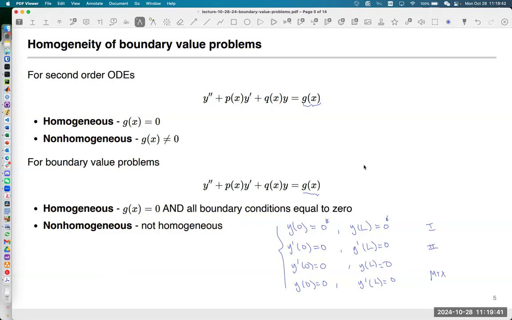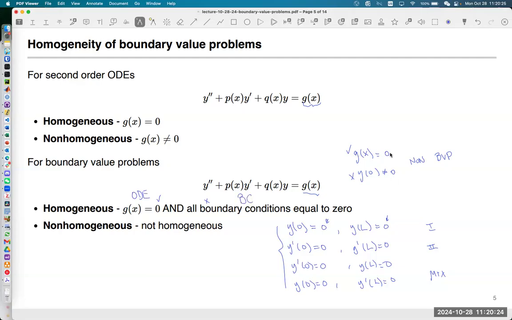So the question was, if g of x is equal to 0, but one of the boundary conditions is not equal to 0, would that be classified as a homogeneous or non-homogeneous boundary value problem. So this is a non-homogeneous boundary value problem because it has to be g of x equal to 0. So this satisfies, but all the boundary conditions have to equal 0. So this doesn't satisfy. So this is yes and no. And then if you do an and, this is no. So not homogeneous. Great question. And so we have to distinguish if the ODE is homogeneous and if the boundary conditions are homogeneous.